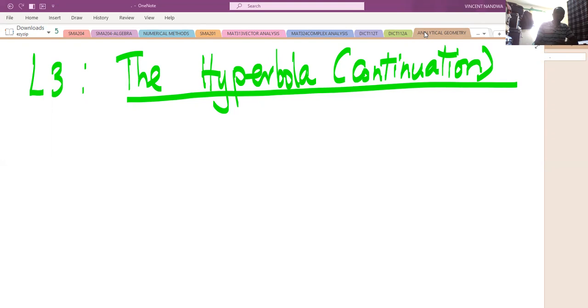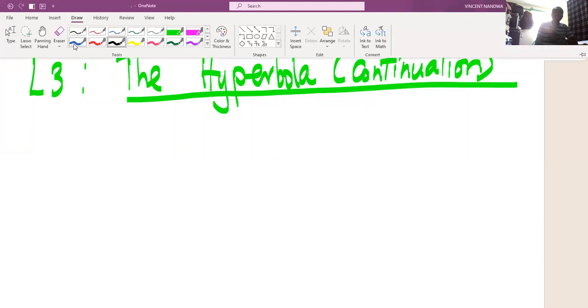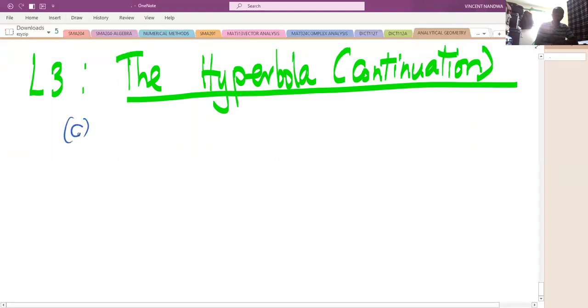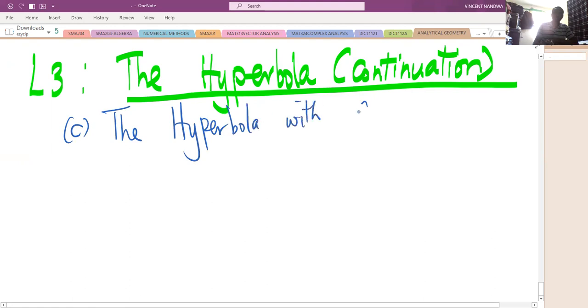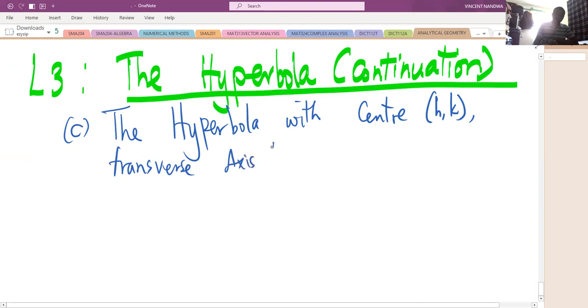So following our previous classes, let's call this case C: the hyperbola with center (h, k) and transverse axis parallel to the x-axis.